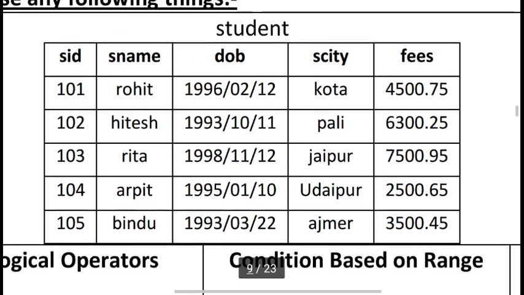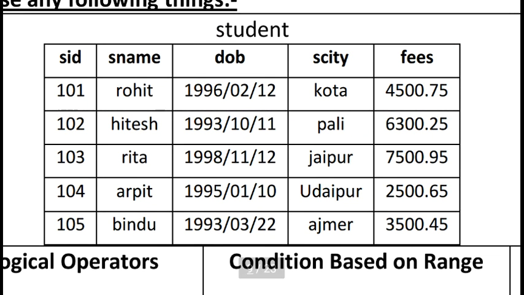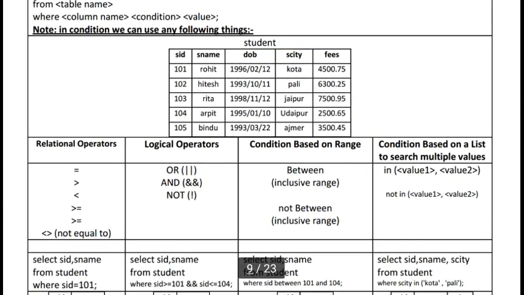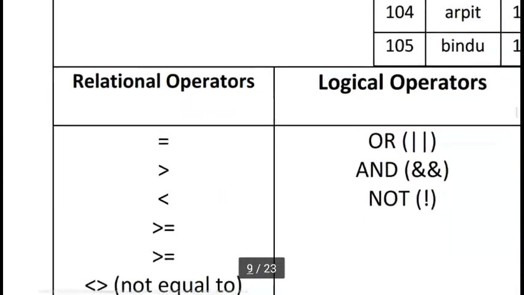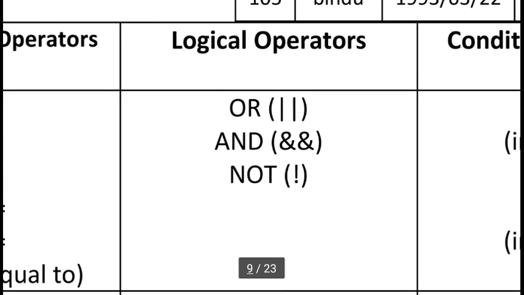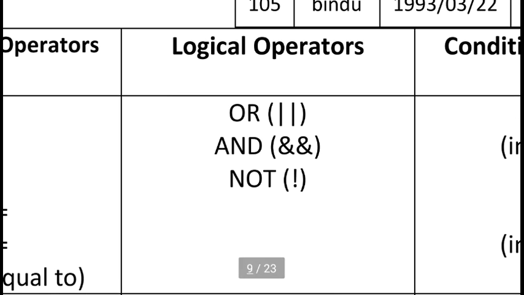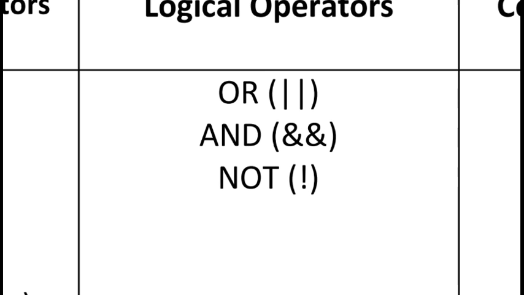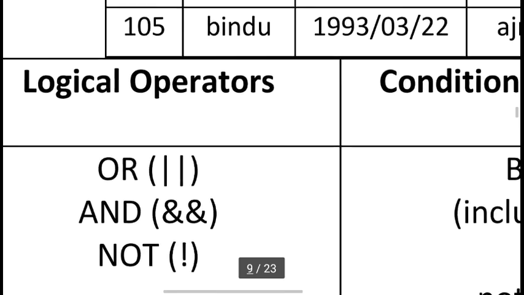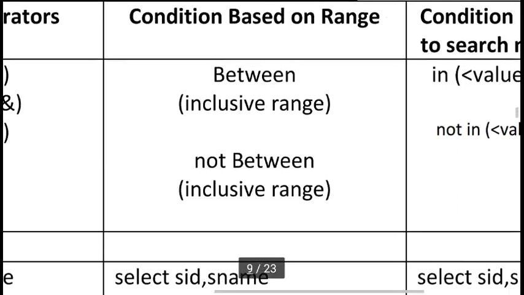But I want to see the selected rows based on a condition. So there are several ways. Here we have 4 types of ways to view the selected rows. We can use relational operators: equal to, greater than, less than, greater than or equal to, less than or equal to, or not equal to. We can also combine multiple conditions with the help of the OR operator, AND operator, and NOT operator.